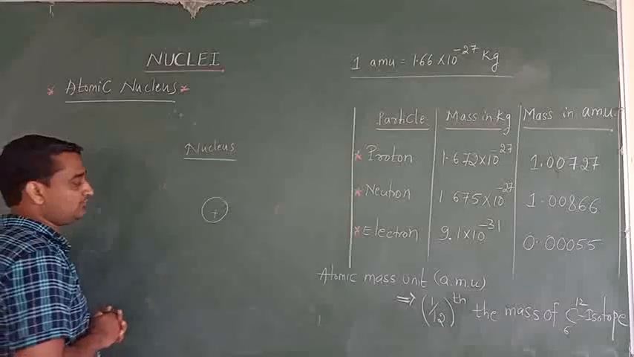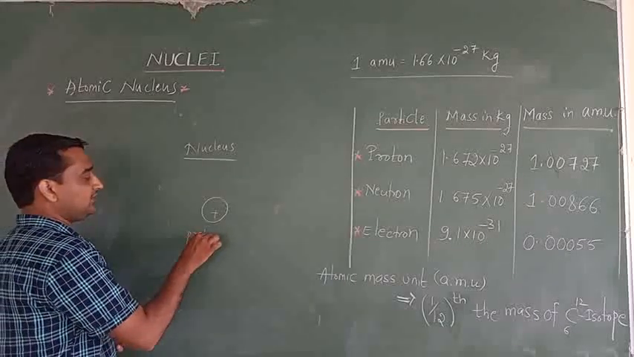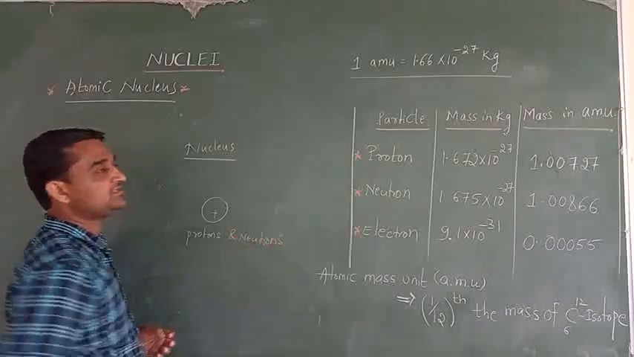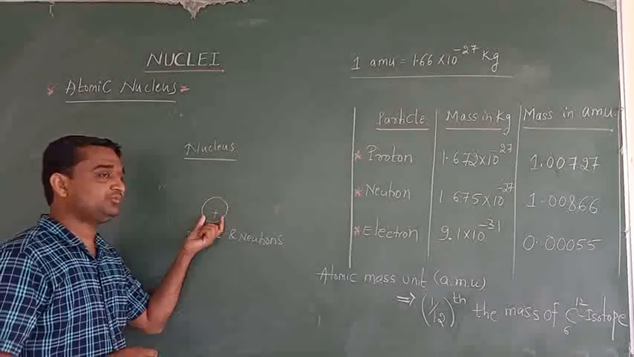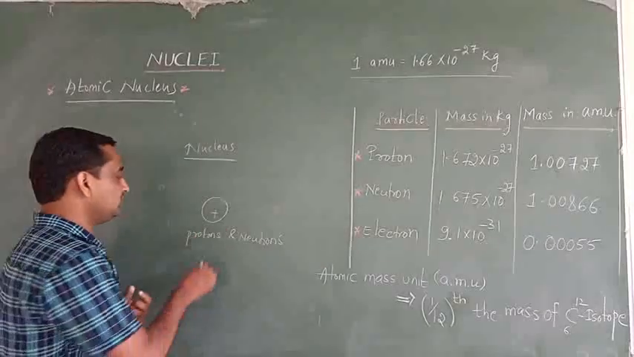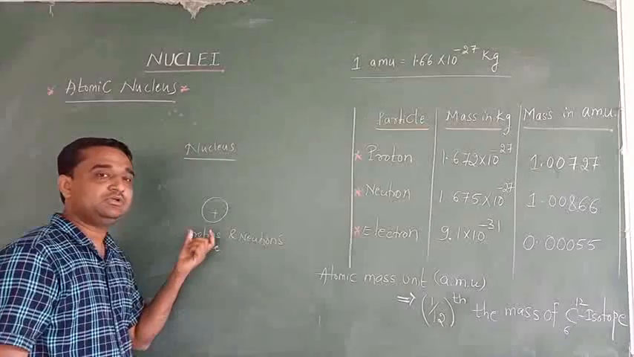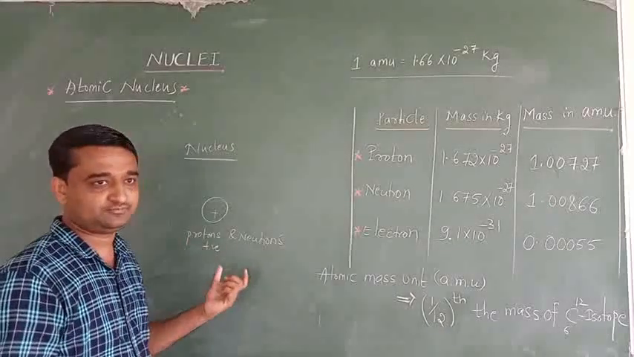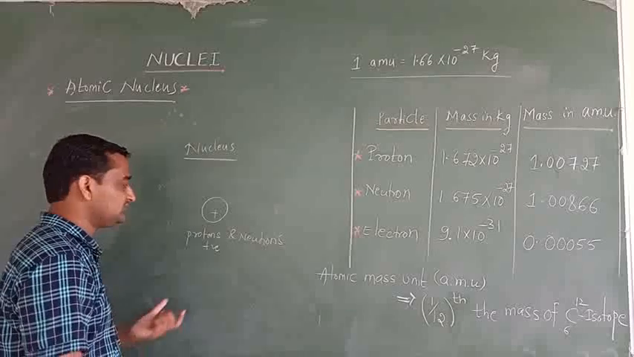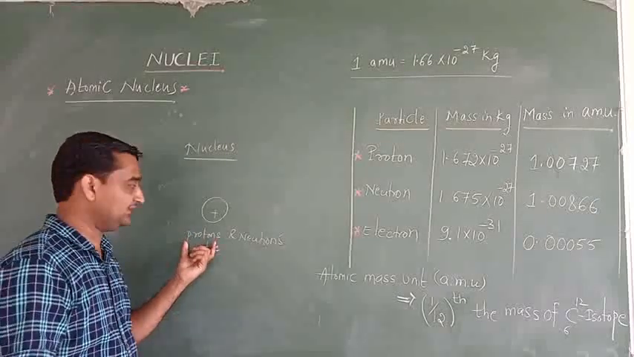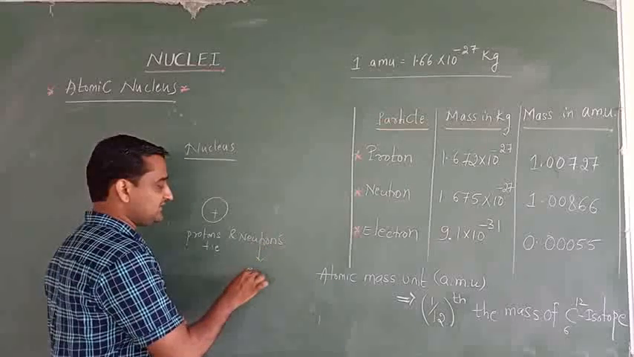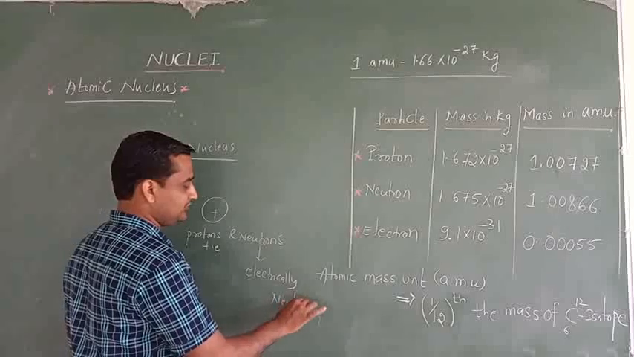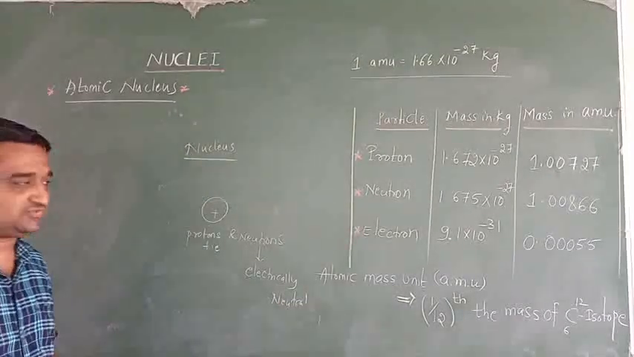So what does the nucleus consist of? The nucleus consists of protons and neutrons. The positive charge of the nucleus is mainly due to what? The protons. Because the elementary particles, these electrons, protons and neutrons, are called the subatomic particles. These protons are positively charged particles and neutrons are electrically neutral. They don't have any charge.